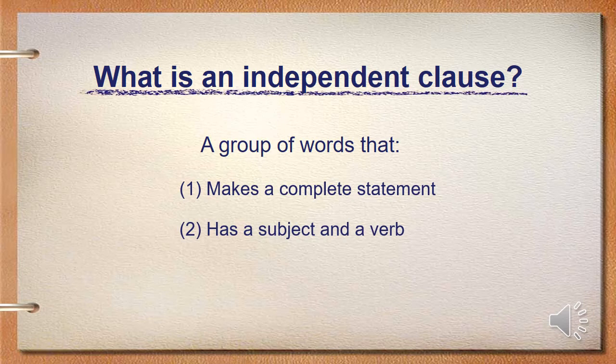I would like to remind you about what is a sentence. So a sentence is a group of words that contain at least one subject and one verb, and it has a complete thought or a complete idea. And a sentence is an independent clause. An independent clause is a sentence. We just use a different name.